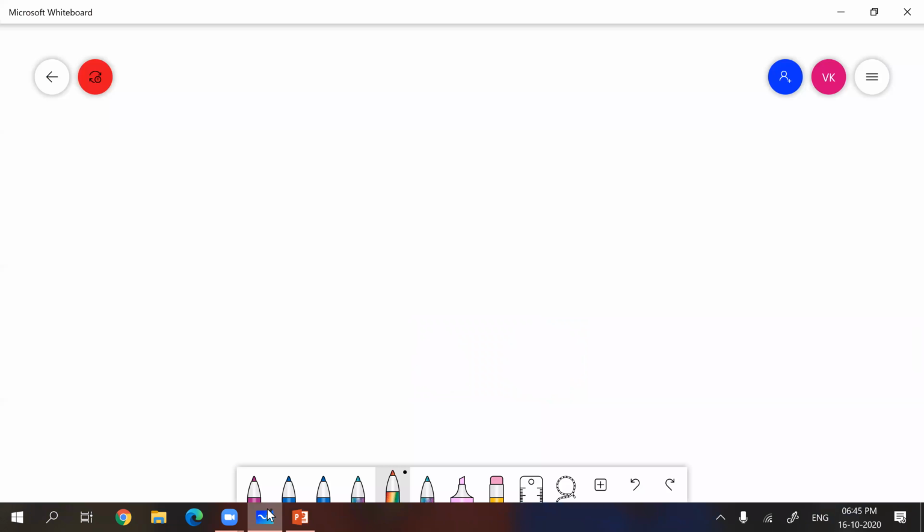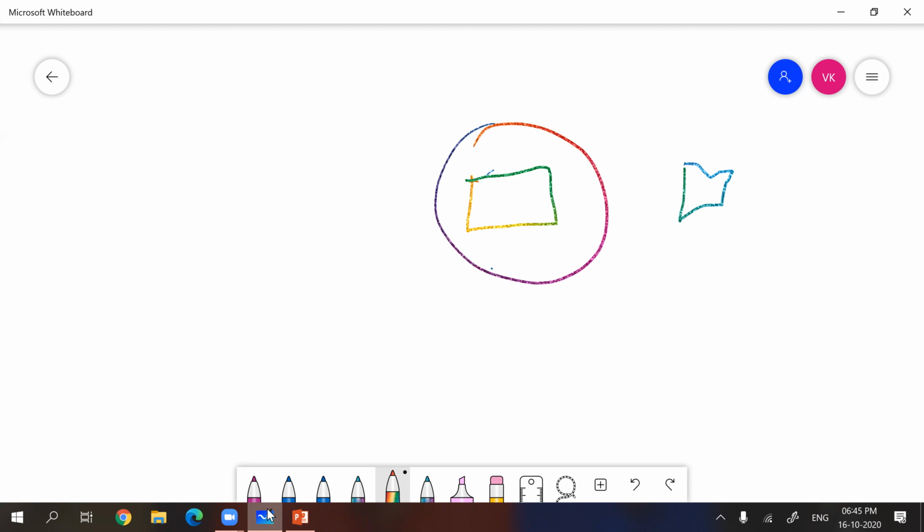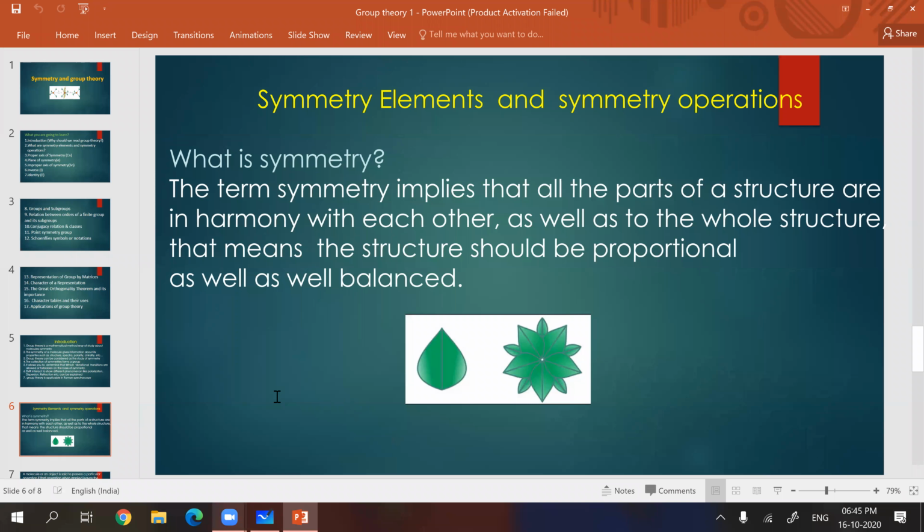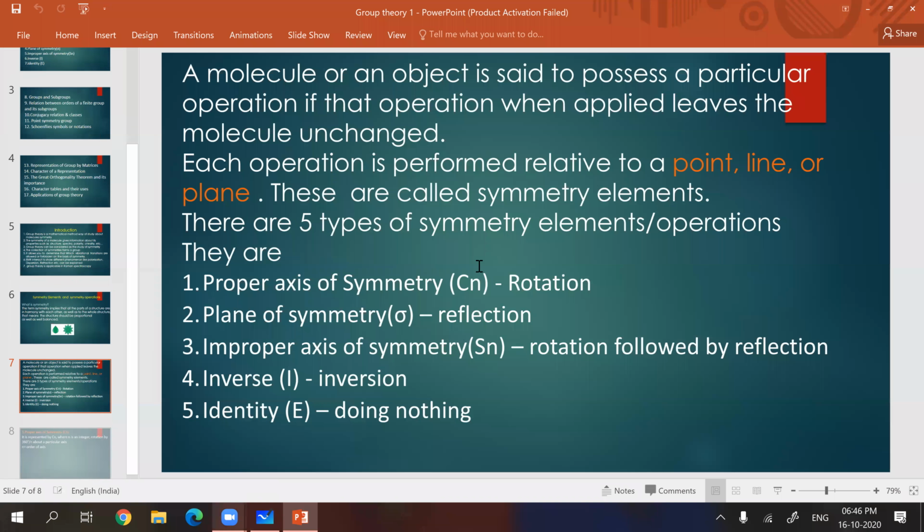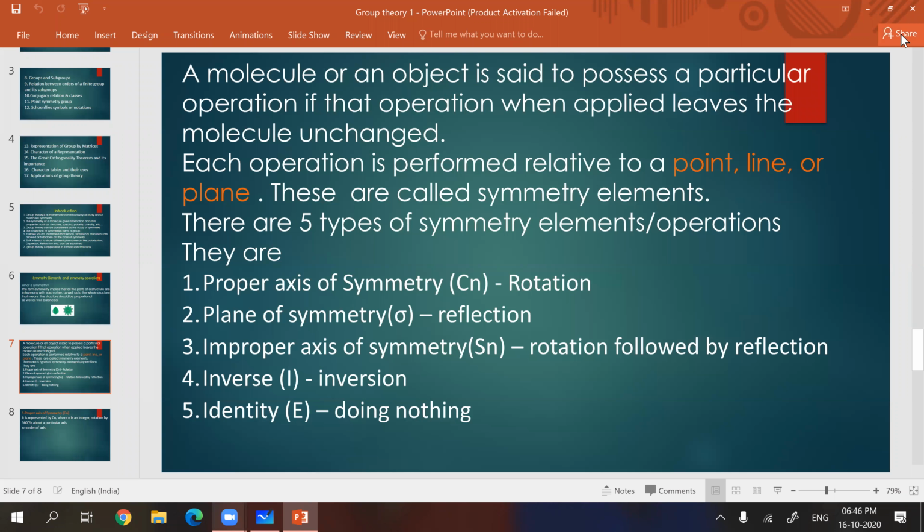For example, if I write like this, see, it looks good, so it has symmetry. But here you see it doesn't have symmetry. So symmetry gives beauty to nature. Coming to chemistry, if you know the symmetry of different molecules, that will be helpful to study many of their properties.